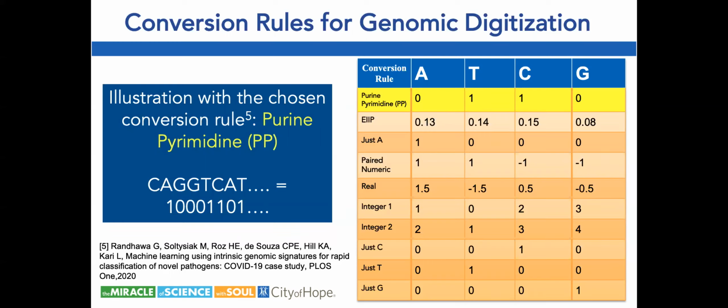And then there are also other different representations that you can do. But we have chosen this particular conversion rule because we've seen that across several taxonomic levels, we're getting much better performance with this particular conversion rule.